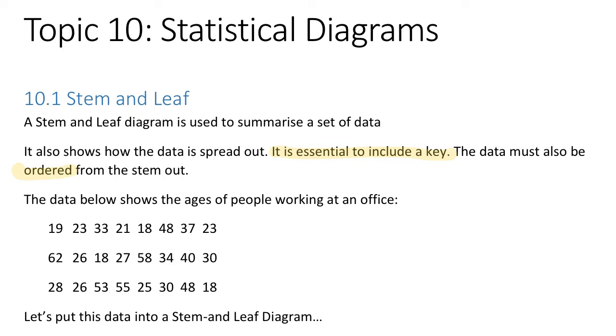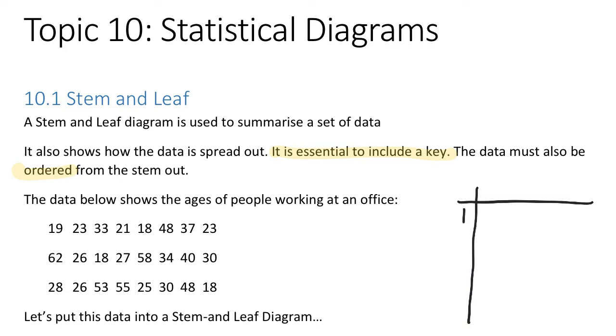The data below shows the ages of people working in an office. Let's put the data into a stem and leaf diagram. So what we need to do is see what a stem and leaf diagram looks like. We've got a stem and a leaf. We start off by looking to see what the smallest number is. I think the smallest number is 19.